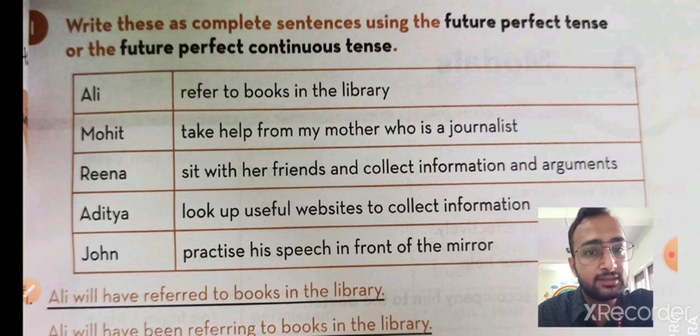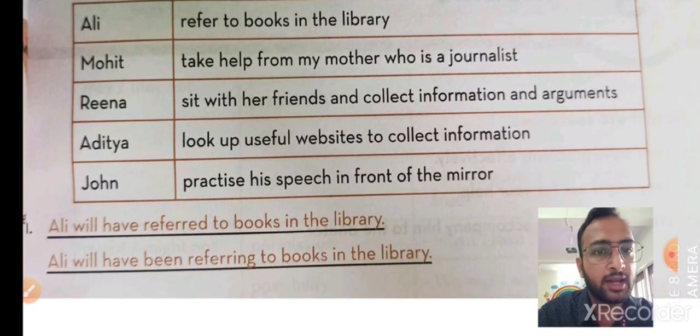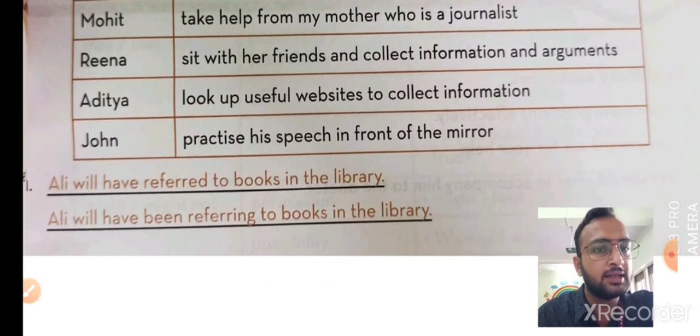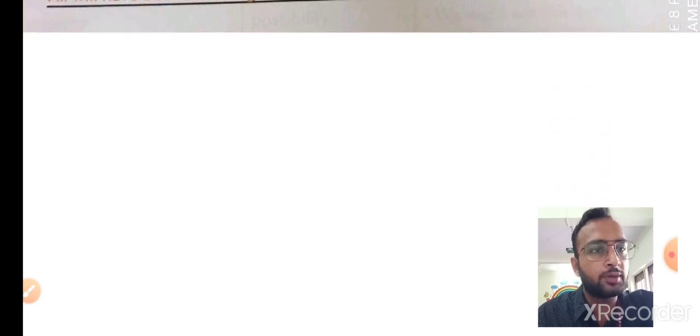See, there is an example: Ali will have referred to the books in the library. So here we are adding Ali will have, okay. Ali will have been referring to books in the library. So you have to make both sentences by following the rules of the future perfect tense and the future perfect continuous tense. You have to make both from the one sentence.